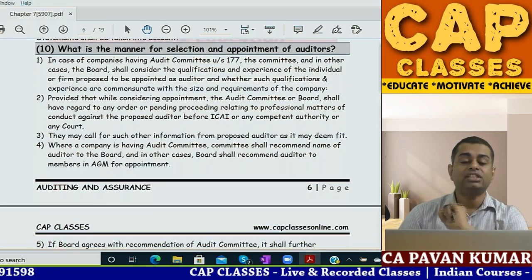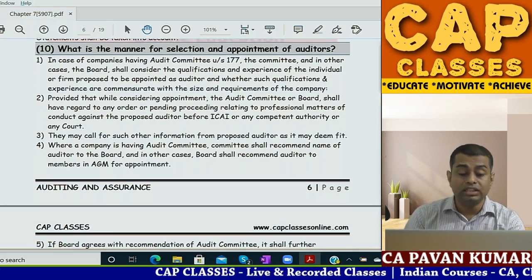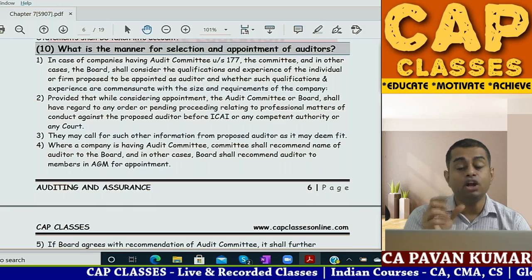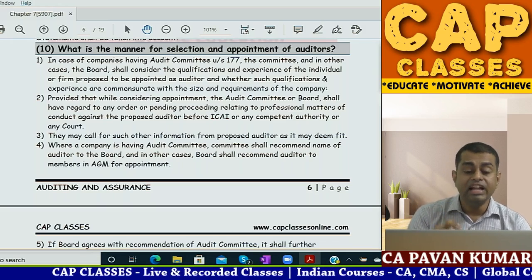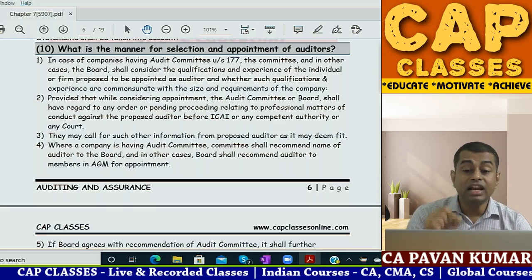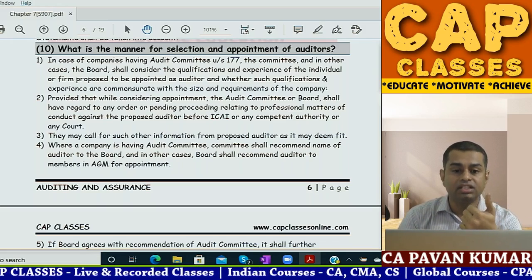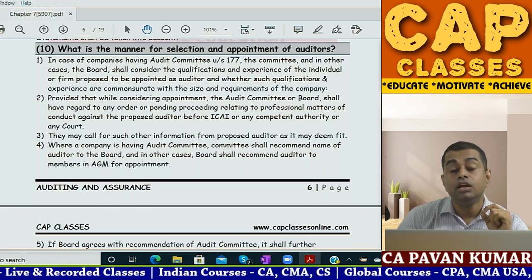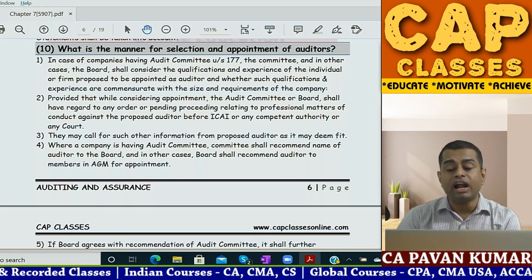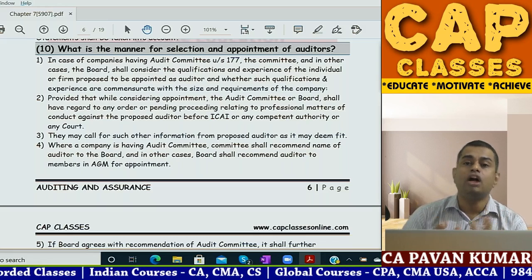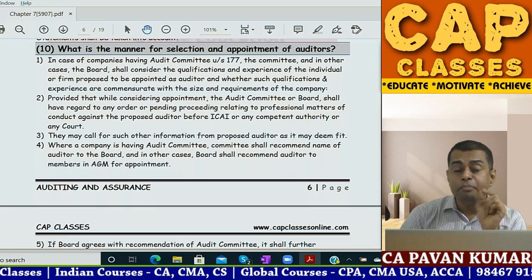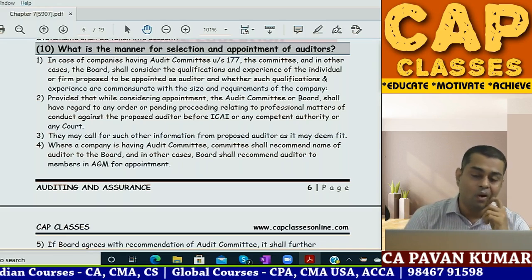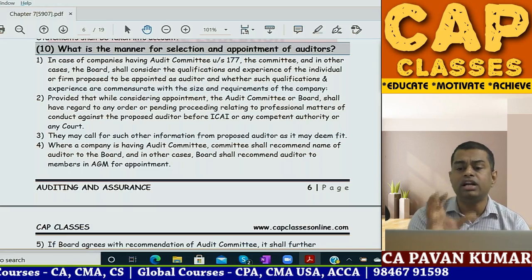What is the manner for selection or appointment of auditors? This is the process I told you that is given in this provision. In case of companies having an audit committee, the audit committee, and in other cases, the board of directors, shall consider the qualifications and experience of the firm. Can you appoint a chartered accountant in practice who qualified in 2019 for the audit of Reliance Industries Limited? He is competent as per law, but does he have that experience to do it? No. So they will also look at whether this auditor has done this kind of audit.